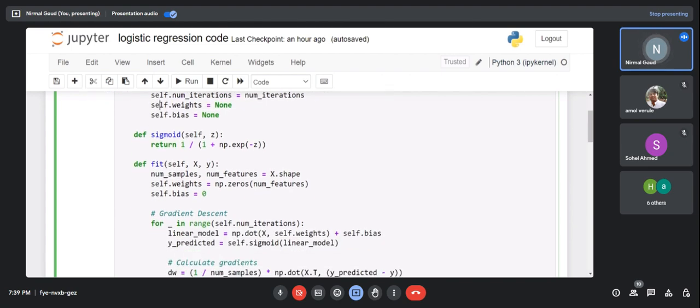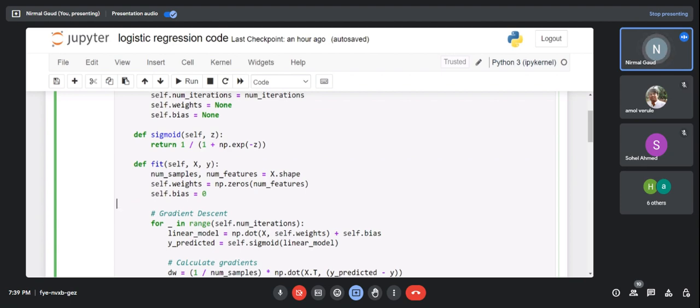Next is your sigmoid function. You very well know sigmoid, so I defined my sigmoid function also: 1 upon 1 plus np dot exponential minus z. So z is these parameters, theta x ultimately. Yesterday in class we have seen z equal to theta x, that is coefficients and their variables.